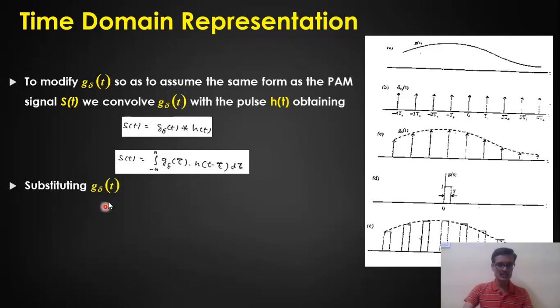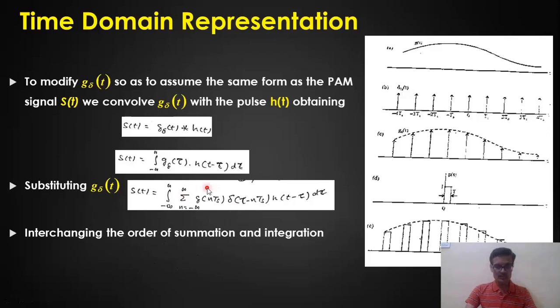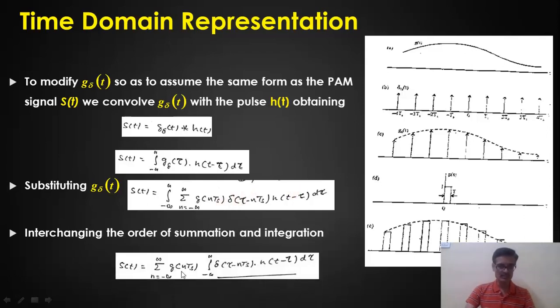Now, substituting g delta of t for the instantaneous sampled signal in this particular equation, this term is nothing but the instantaneous sampled signal. This is the time domain representation of the instantaneous sampled signal, which we can represent in the time domain like this. So I substituted g delta of t in this equation. Now, if I interchange the order of summation and integration, taking the summation completely outside and the integration of these two terms separately, this is the equation I'll get.